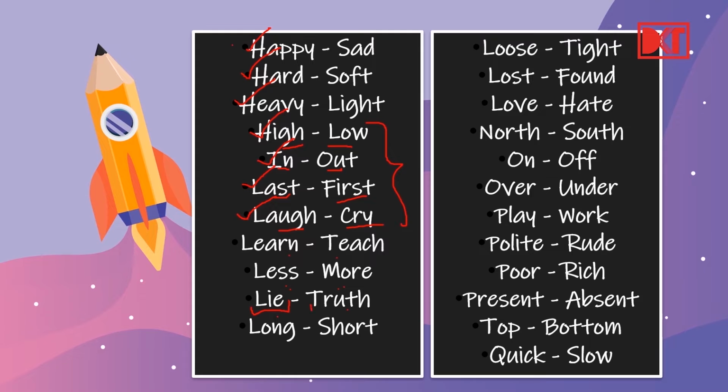Lie and truth. Remember I told you on the previous slide? False and true becomes lie and truth. Long and short. Long and short. Loose and tight. Lost, found. Love, hate. North, south. On and off, over and under, play and work, polite and rude, poor and rich, present and absent. When your teacher takes your attendance, you either say present ma'am when you're in the class, or for somebody who's not there, you say absent ma'am. Right? Top and bottom, quick and slow.